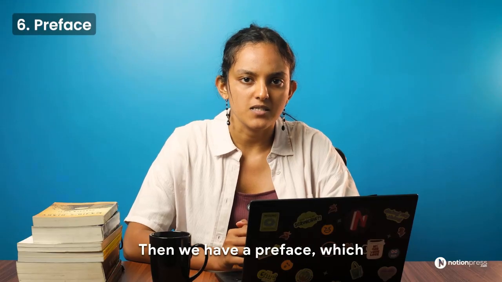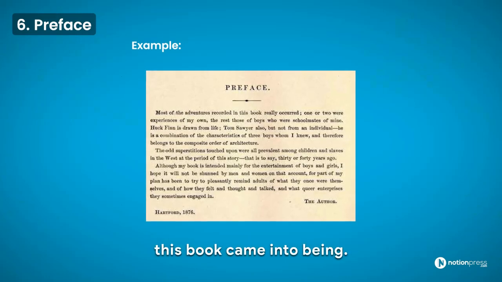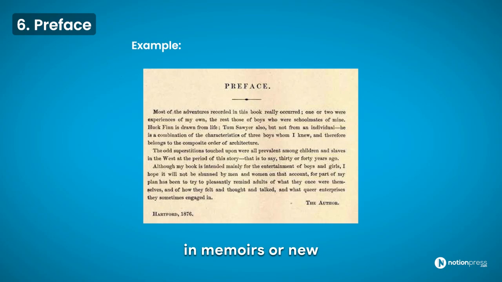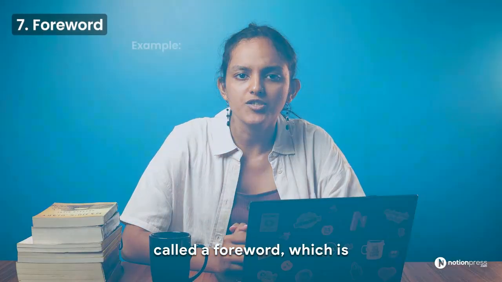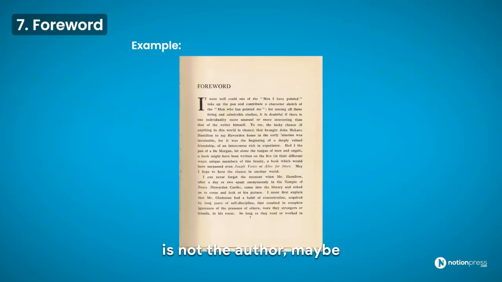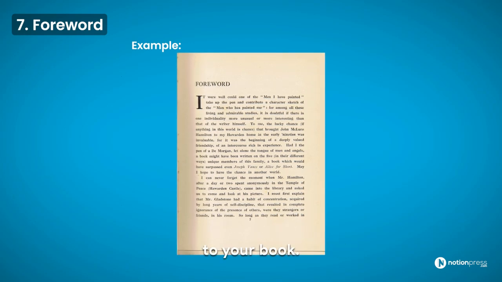Then we have a preface, which is a short note written by the author talking about how this book came into being. This is especially common in memoirs or new editions of books. Some books also have something called a foreword, which is a note written by someone who is not the author, maybe a fellow writer or a scholar. It adds context and credibility to your book.